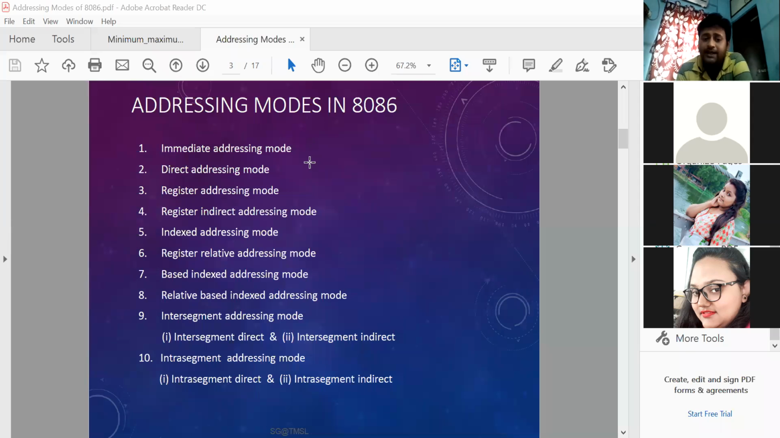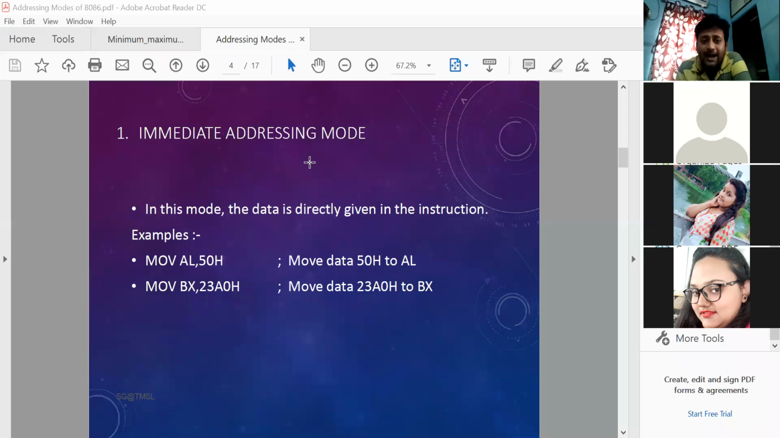Within inter segment addressing mode there are two modes: inter segment direct and inter segment indirect. Similarly, in intra segment addressing mode there are two modes: intra segment direct and intra segment indirect. I will discuss these addressing modes one by one with examples. So the first is the immediate addressing mode.